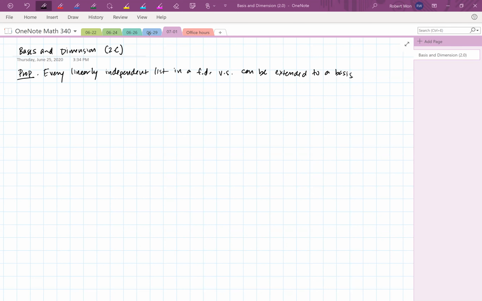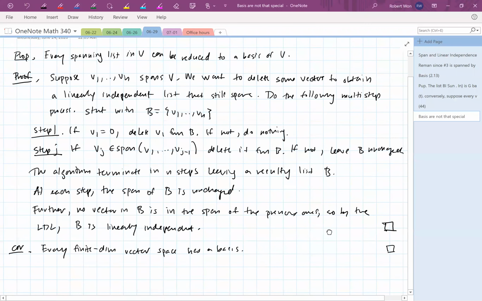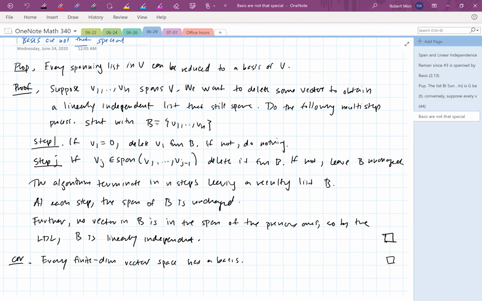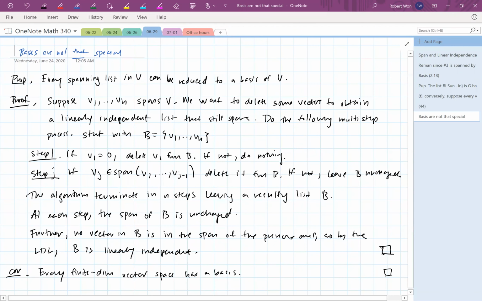Okay, so let me just remind you, last time, the last result we showed was that every spanning list can be reduced to a basis. The title of the slide was "Bases are not that special." They seem like a kind of special thing, but if you have any old spanning list, you can always extract a basis from it.